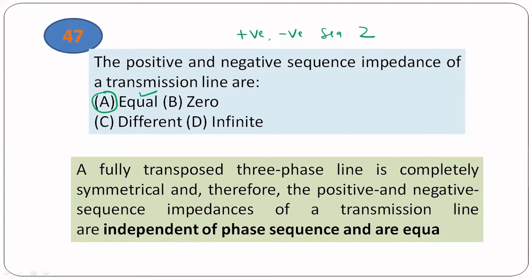The positive sequence and negative sequence components may vary, but if it is a fully transposed three-phase line which is completely symmetrical, as we know a complete transmission line is always symmetric, hence the positive and negative sequence impedances are independent of the phase sequence and are actually equal. That is, X1 is equal to X2 for a transmission line.